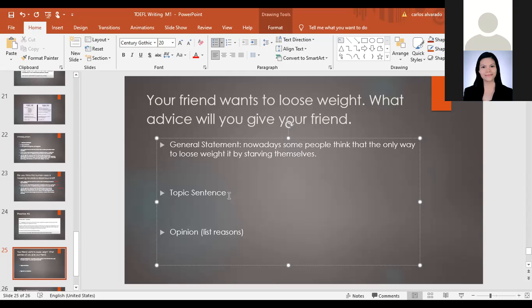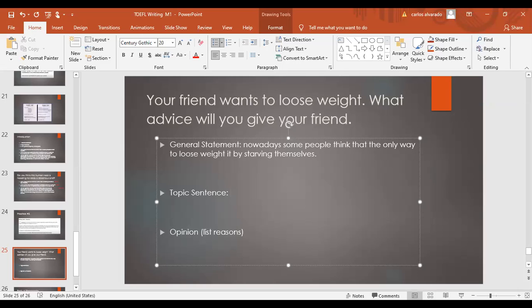Topic sentence. ¿Qué es un topic sentence? Simplemente de qué se trata el tema, right? Como más específico, right? You can restate a question too. You can put a question there too. What do you have, Ayala? Are you there? Or Andrea, what do you have as a topic sentence?